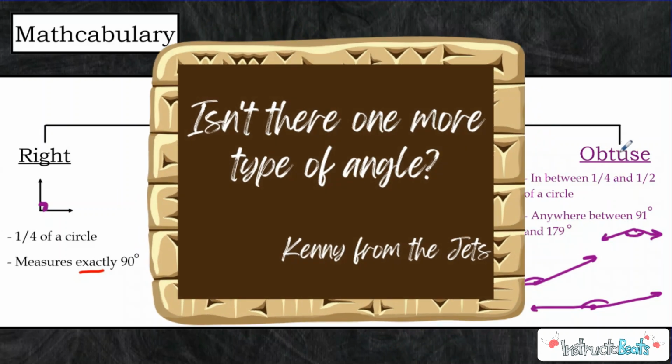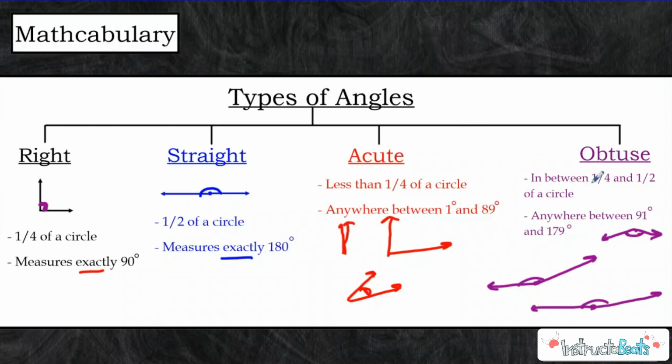Another Babylonia tablet message. This one from Kenny from the Jets. Isn't there one more type of angle? And Kenny from the Jets, you are correct. There's actually several other types of angles. These are just the 4 types of angles that we deal with the most, right? Right and straight, those are kind of the 2 benchmark most important ones, acute and obtuse. But there are other ones, so let's take a look at those quickly too.